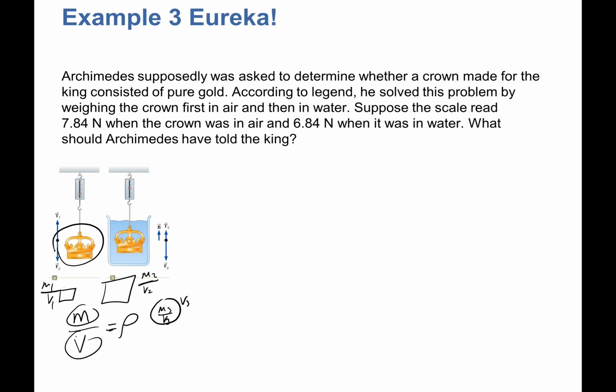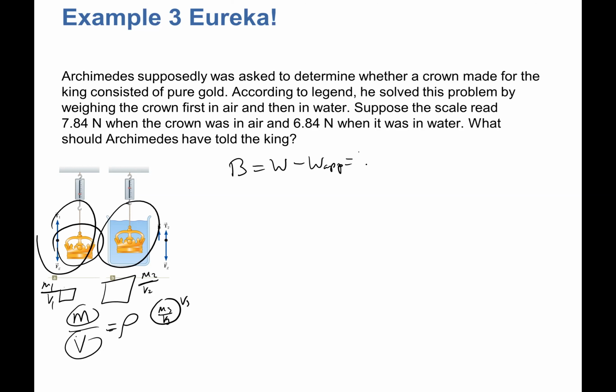So that's why, according to a legend, he solved this problem by weighing the crown first in air and then in water. Suppose the scale read 7.84 newtons when the crown was in air, the actual weight, and 6.84 newtons when it was in water, the apparent weight. What should Archimedes have told the king? Well, remember, if you have the actual weight and then the apparent weight, their difference gives you the buoyant force, right?